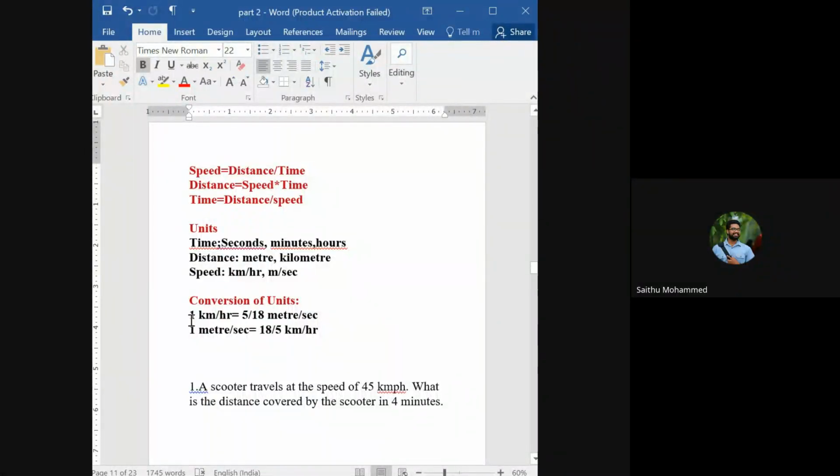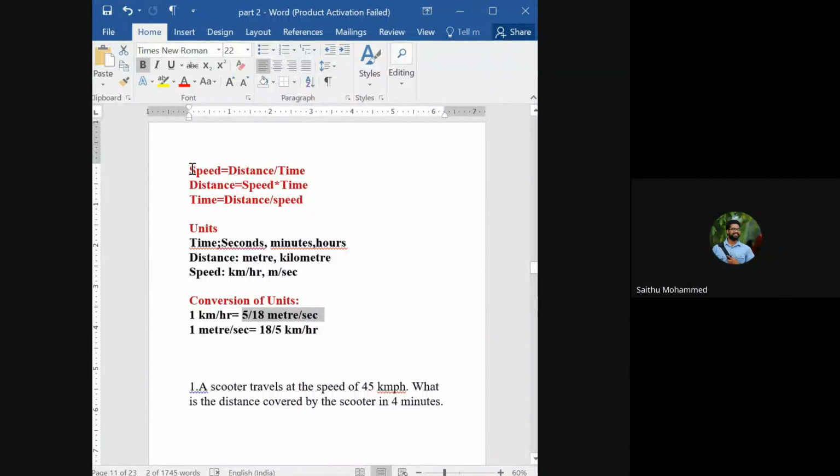So that is why we need conversion of units. Here, 1 kilometer per hour equals 5 by 18 meter per second. In the same way, vice versa also you can do. If you want to convert 1 meter per second into kilometer per hour, you just need to multiply that particular number by 18 by 5.